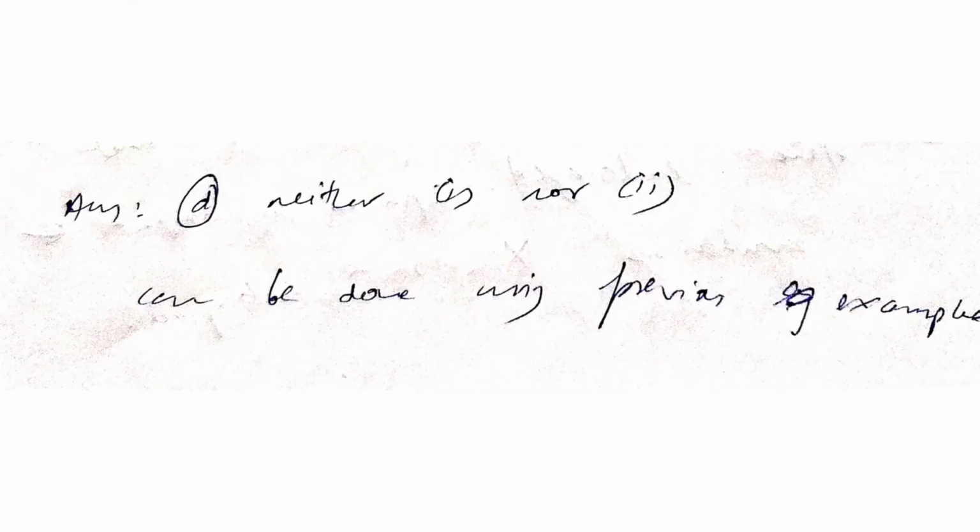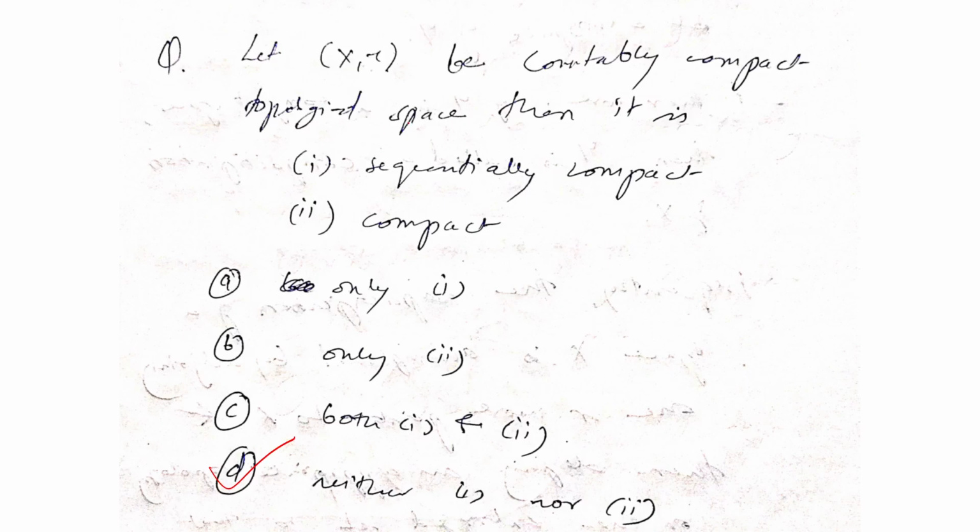So by using the previous question, you have this statement that if X comma tau is a countably compact topological space, then it won't be sequentially compact and it won't be compact either. We cannot say that it is sequentially compact or compact. Okay, let's move to the next question.